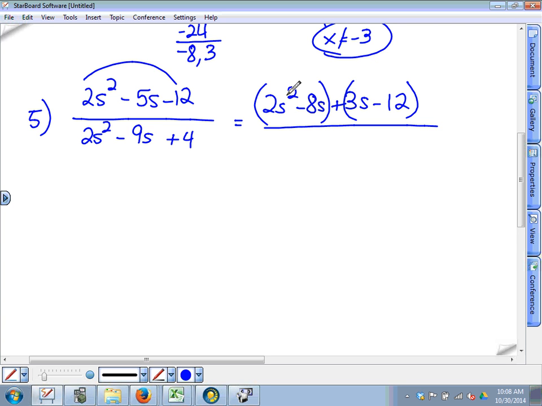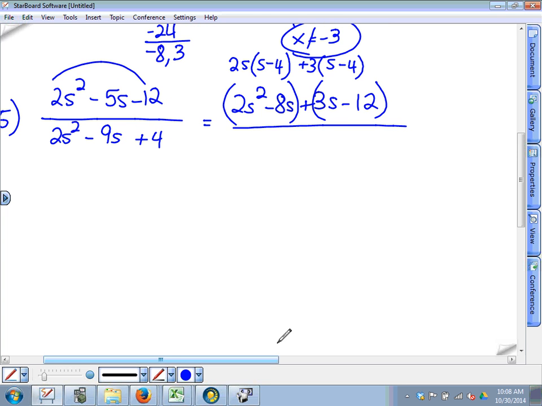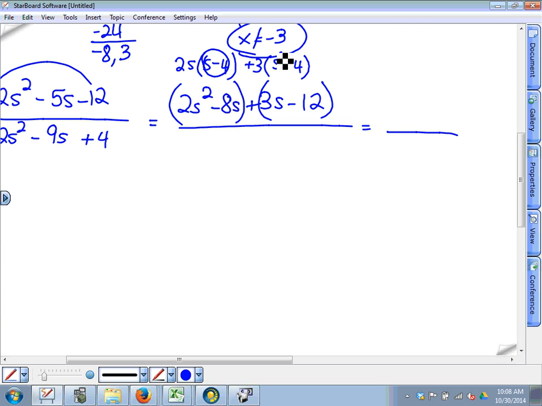Okay. What comes out of this first group right here? 2s. And that leaves s minus 4. From this group, you can take out a 3, and that leaves s minus 4. So since you have an s minus 4 and an s minus 4, that becomes one of your parentheses, s minus 4 times 2s plus 3. That's the process for factoring when you have a number in front.